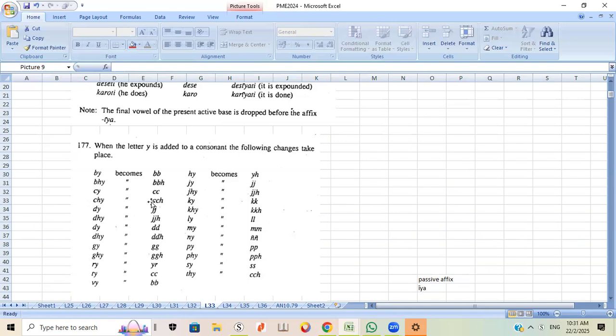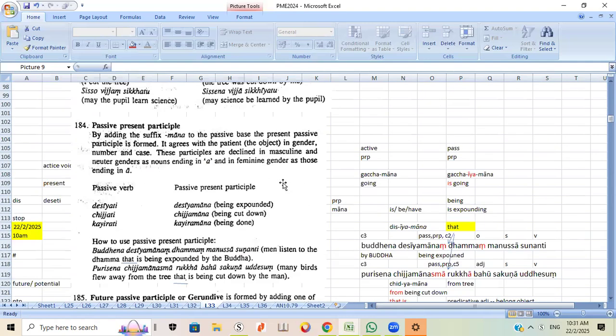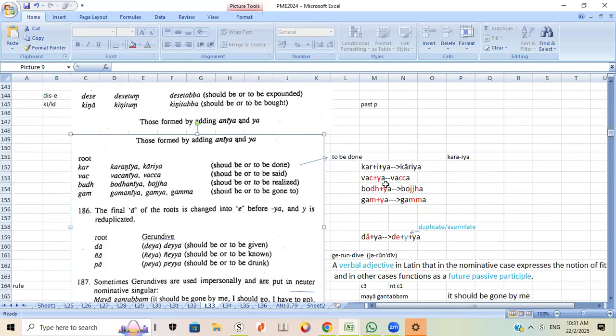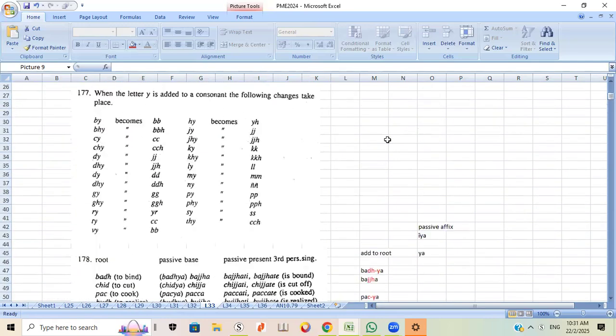CY becomes CC. This is why it changed its form. So you reverse back to that CY becomes CC. DHY becomes GGH, and this is MY becomes MM. So if you refer back, you were able to find the answer. Can you see? MY becomes MM.